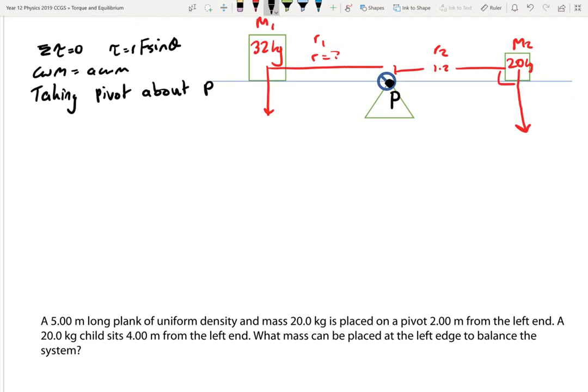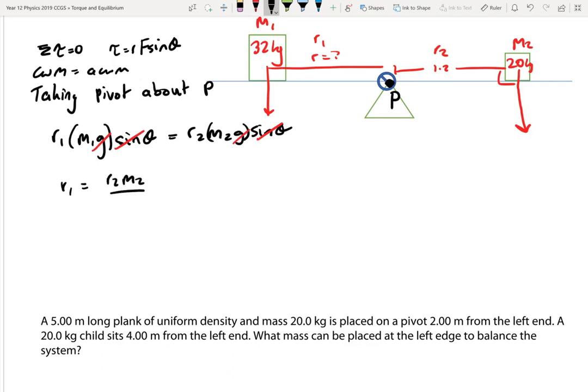Same deal. M1, I'll try that again. R1, M1G sine theta equals R2 M2G sine theta. It simply becomes a ratio of the masses.